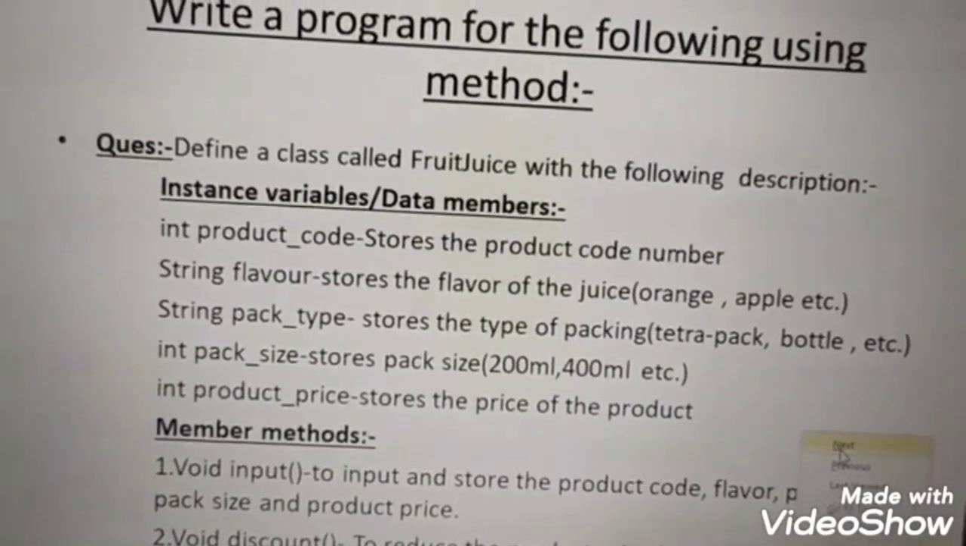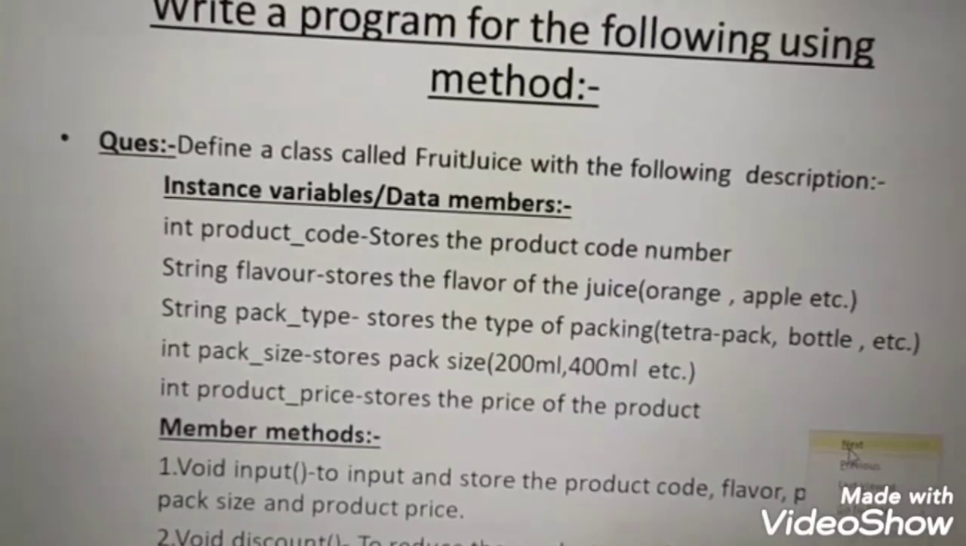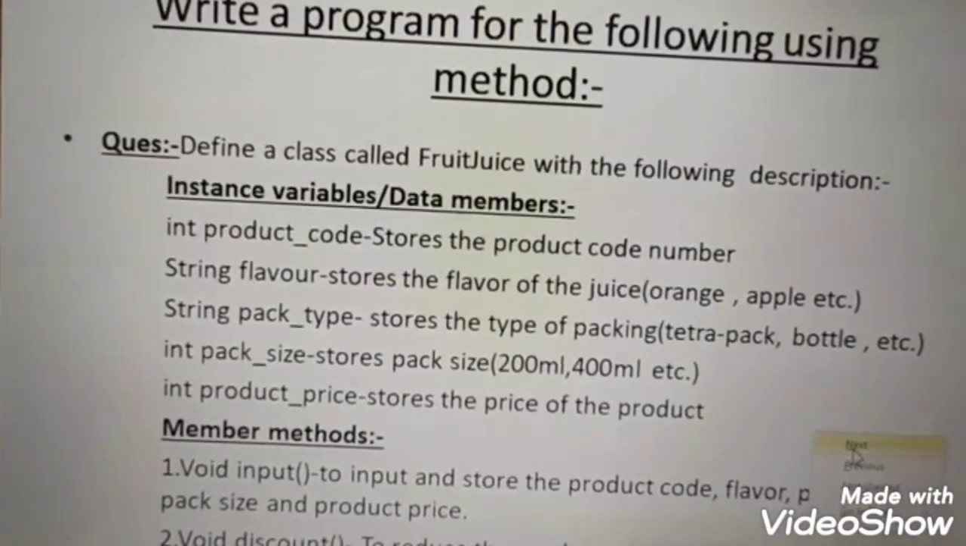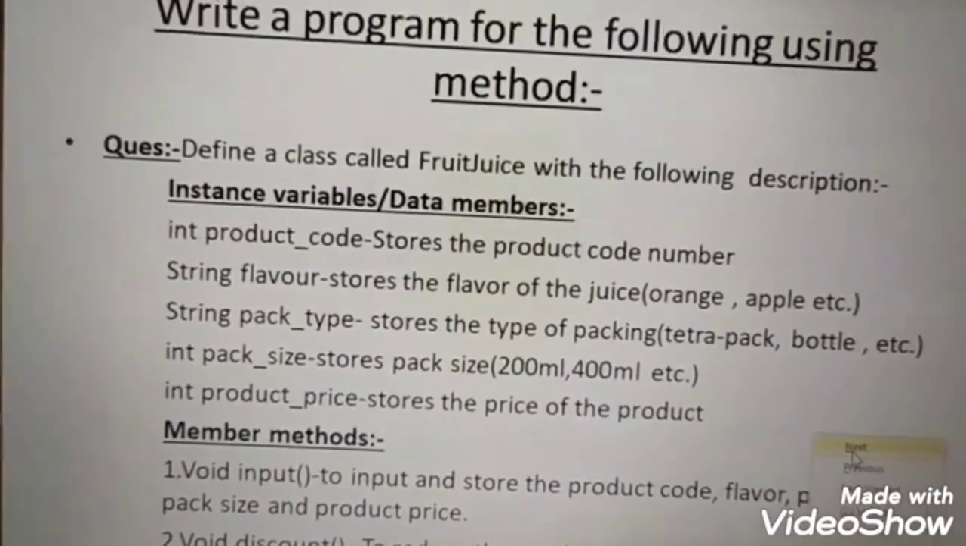Okay, again it is written what type of data or variable they are. Product code is integer, flavor is string, pack type is string, pack size is integer and product price is integer.